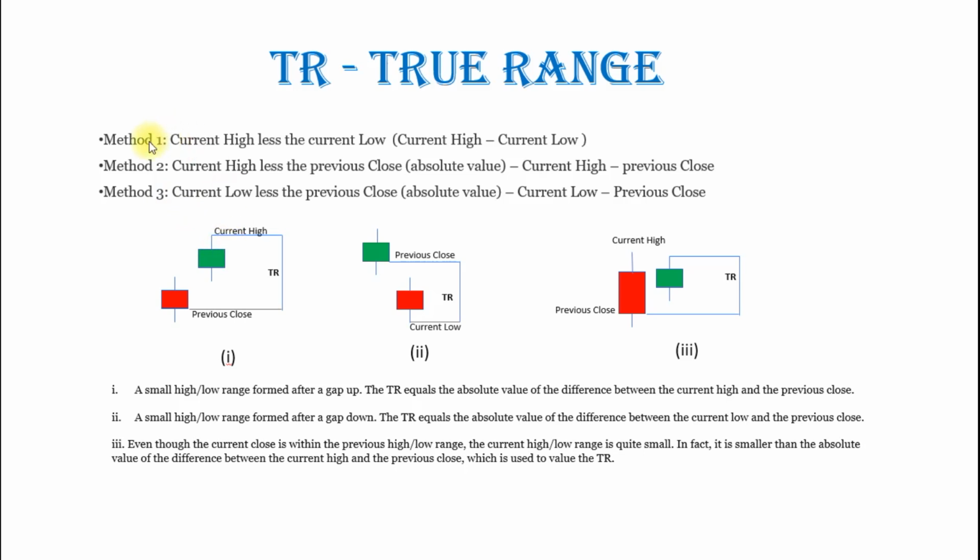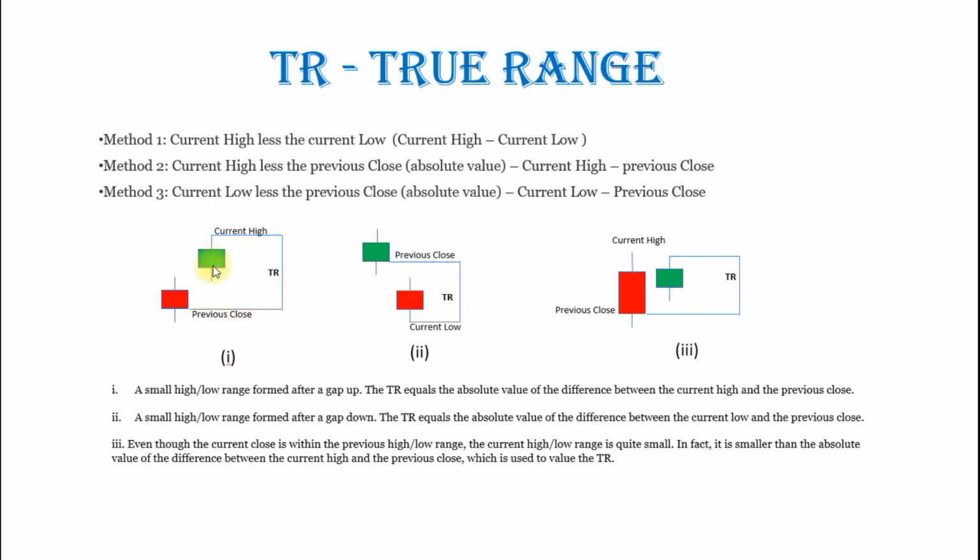We will see the first method, that is current high less the current low, that is current high subtracted the current low. The second method is current high less the previous close, current high subtracted the previous close. And the third method is current low less the previous close, that is current low subtracted the previous close. So here we can see that there are three pictures.